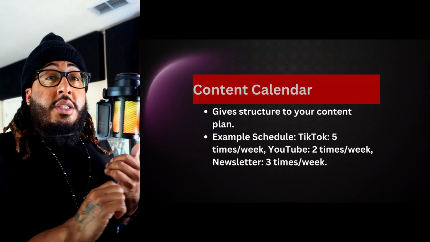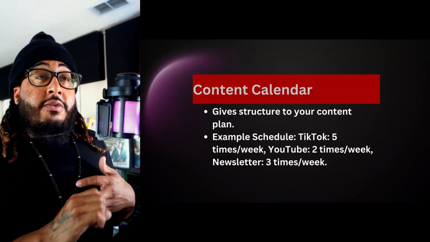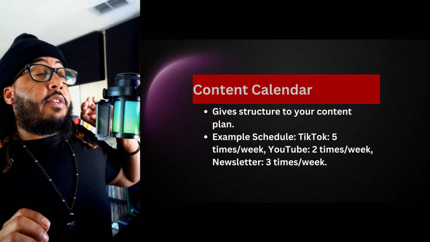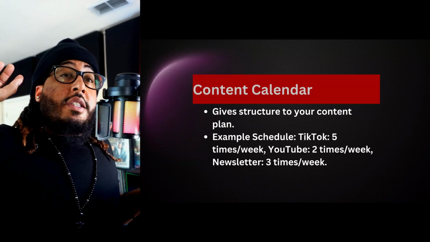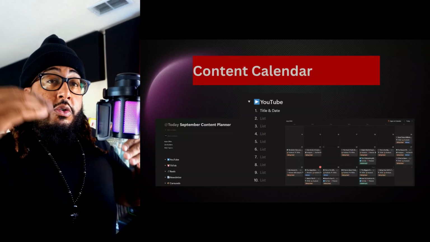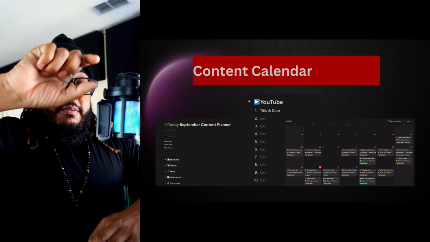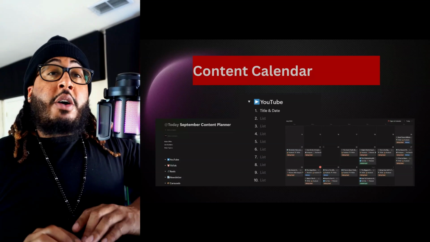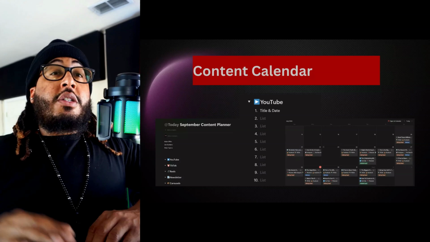So I'm posting on TikTok and YouTube and my newsletter, right? Okay, well, I want to be active on TikTok 5 times a week. I want to be active on YouTube 2 times a week. I want to send out my newsletter 3 times a week. So you go through your calendar and write out, okay, Monday, Wednesday, Friday, I'm sending out a newsletter. Monday, Tuesday, Wednesday, Thursday, I'm posting TikToks. Tuesday, Saturday, I'm posting on YouTube.